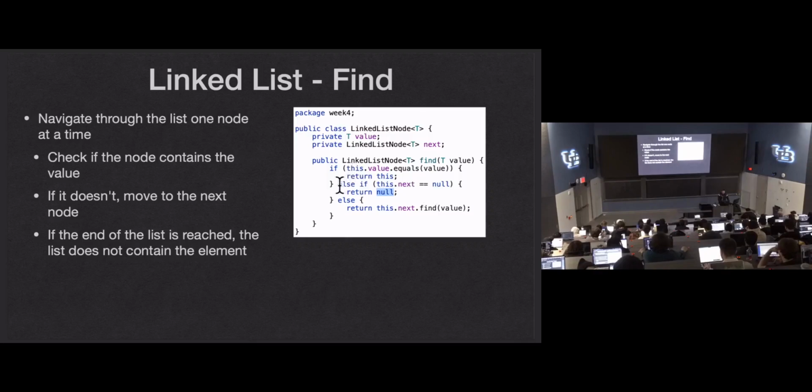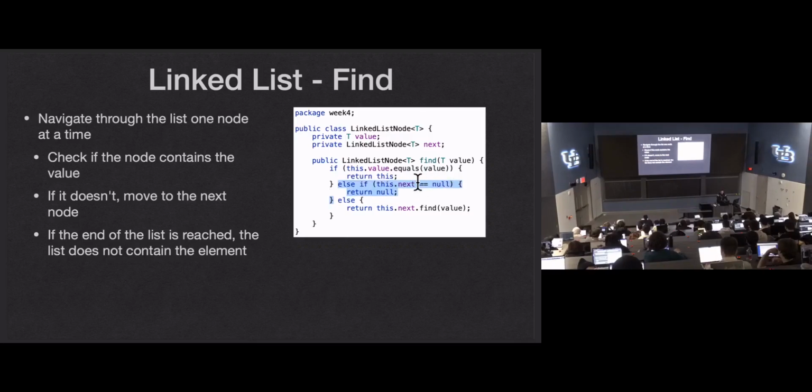The order is important here. It's a common mistake with linked lists in general to forget to check the last node. So if I did this check before the value check, I'm going to say, am I at the end of the list? If I am, return null. But what if the value is stored in the last node of the linked list? If you did this check first, you're not going to find that value. So we need to check the value first and then check if we're at the end of the list.